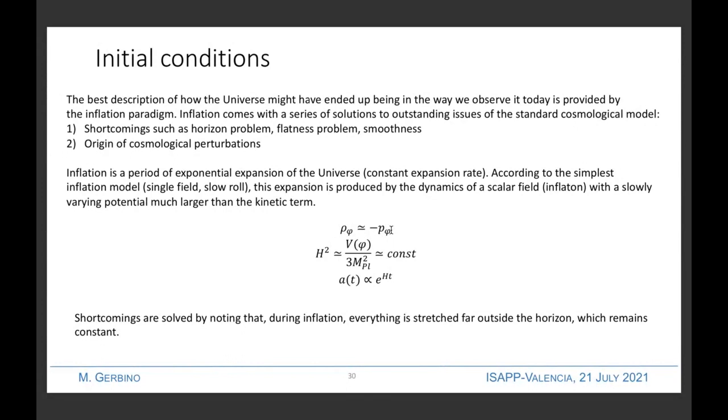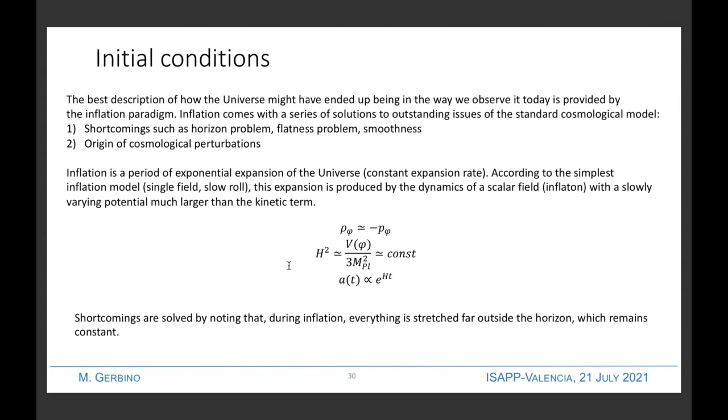And on top of this, sorry, the energy of this component was dominated by the potential energy rather than the kinetic energy. So if we write down the Friedmann equation for a species which is dominated by the potential, and the potential is also slowly varying at the time of inflation, then we end up with the second line of this set of equations, where the expansion rate of the universe is almost constant during the time of inflation.